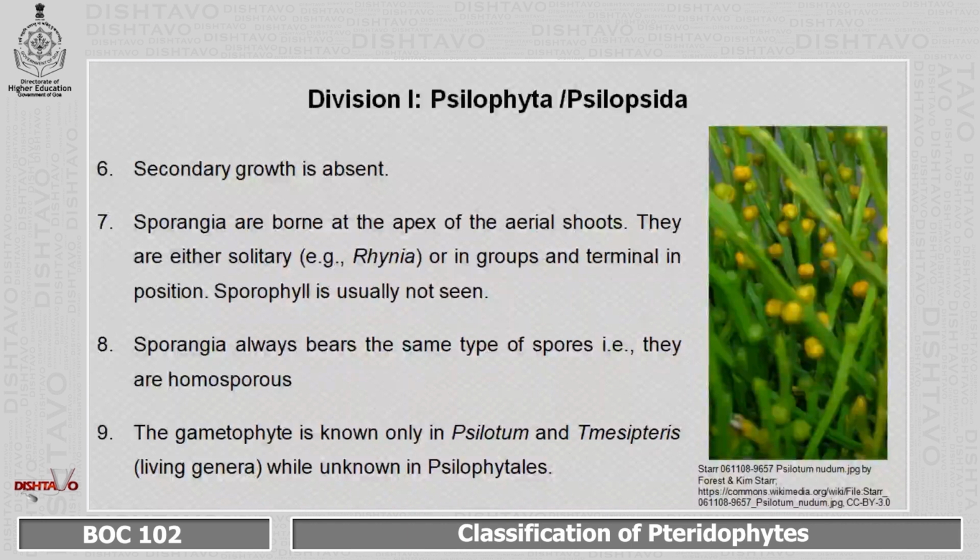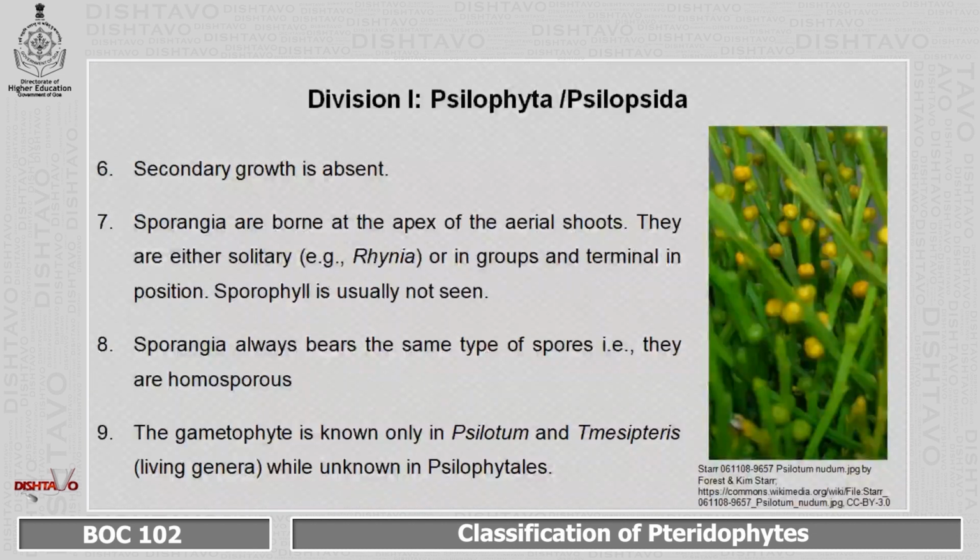Sporangia in these members are borne at the apex of the aerial shoot. They are usually solitary in members like Rhynia or may be in groups. Sporophyll is not present in this group. The sporangia are known to bear spores all of the same kind. Therefore, these members are homosporous in nature.